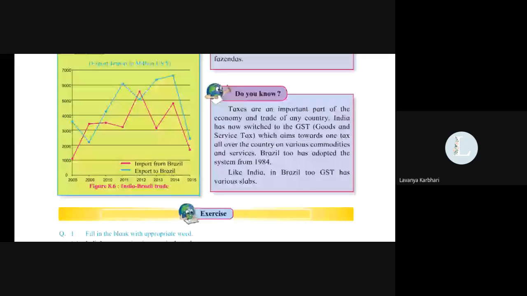But in Brazil, it was already introduced in 1984. म्हणजे जवळपास खूप दिवस अगोदर, खूप वर्ष अगोदर ब्राझीलमध्ये जीएसटी इंट्रोड्यूस केला होता. आणि ज्याप्रमाणे भारतात वेगवेगळ्या प्रकारचे स्लॅब्स आहे. म्हणजे जर तुम्ही चायनीच्या वस्तू वापरत असाल, ओके, तर तुम्हाला त्यावर जास्त टॅक्स द्यावा लागेल. तुमच्या जर इसेन्शियल जर गुड्स असतील, कमोडिटीज असतील, तर त्यावर तुम्हाला कमी टॅक्स द्यावा लागतो, कमी जीएसटी द्यावा लागतो. तशाच प्रकारचे स्लॅब ब्राझीलमध्ये पण आहेत. ओके.